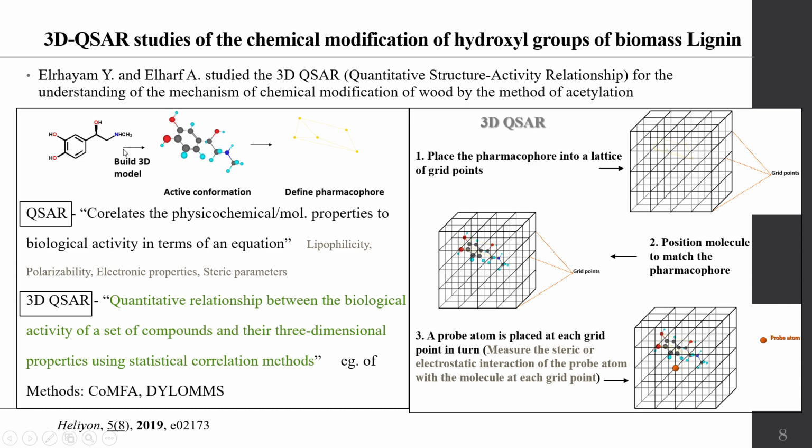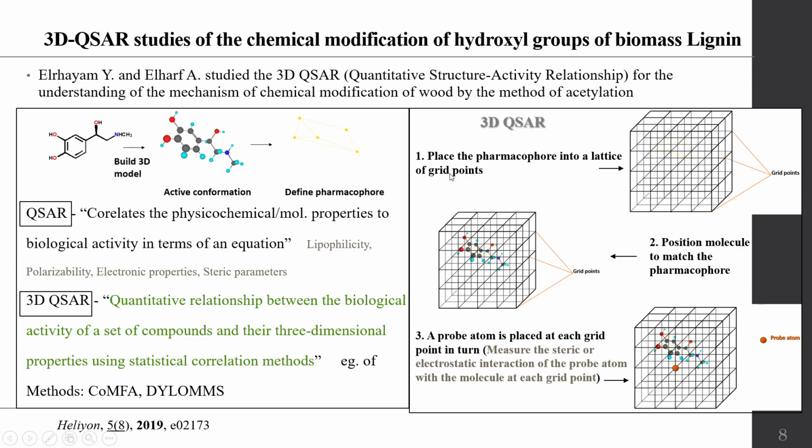In the figure we can see how the 2D structure was built into a 3D model. Then the 3D model is used to generate the pharmacophoric features. Then 3D QSAR is the advanced version, and 3D QSAR stands for three-dimensional quantitative structure activity relationship. It is the quantitative relationship between the biological activity of a set of compounds and their three-dimensional properties using statistical correlation methods. For example, these are the latest technologies of QSAR: CoMFA, DYLOMMS, CoMSIA are the other types of methods.